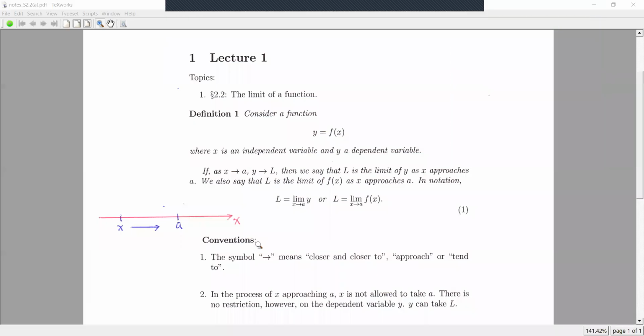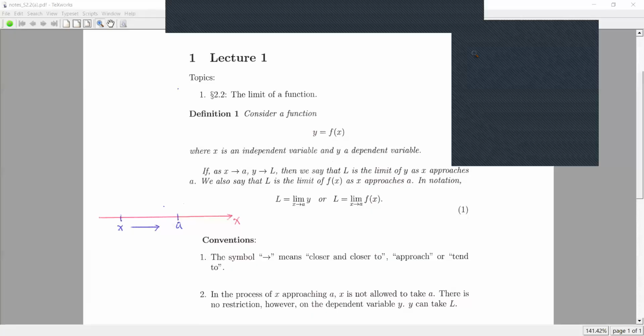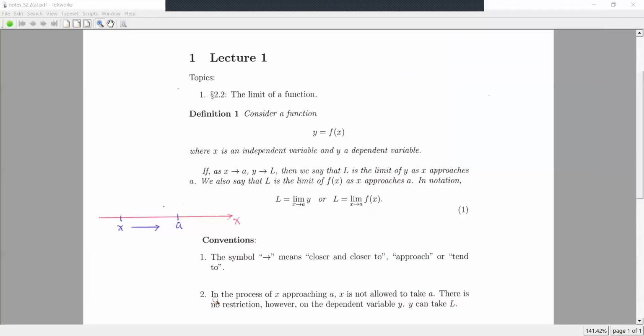Here are some conventions about this definition. Convention 1: in the definition, this symbol means closer and closer to, approach, or tend to. Convention 2: in the process of x approaching A, x is not allowed to take the point A directly. There is no restriction, however, on the dependent variable y. In the process of y approaching L, y can take L.